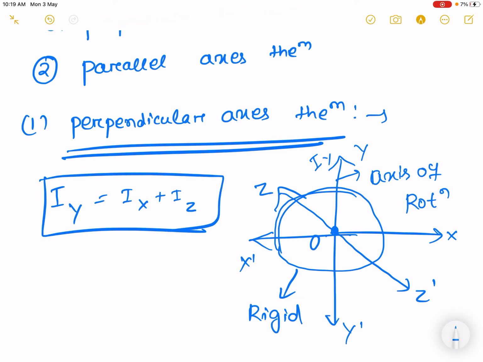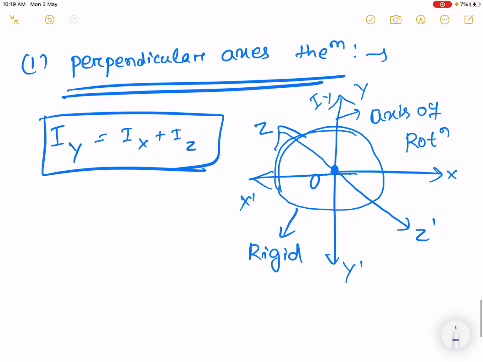This is your perpendicular axis theorem. The moment of inertia of a rigid body about an axis passing through its center perpendicular to its plane is equal to the sum of moment of inertia of the other two axes. These two axes lie along the plane of the lamina and all are intersecting at one point.